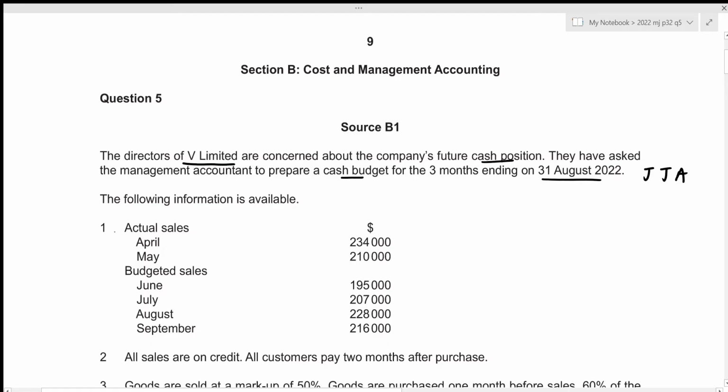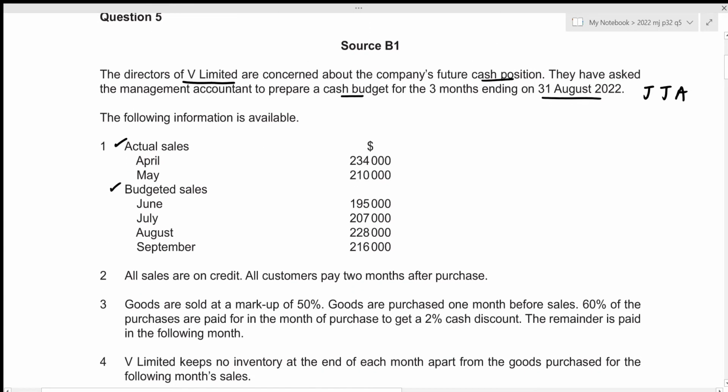We're given the information regarding the actual sales for the months of April and May and the budgeted sales for the months of June, July, August, and September. Then we're also told that all sales are on credit and all customers pay 2 months after purchase. So this just means that if the customers bought goods in April, they will actually make this payment of 234,000 in the month of June. Similarly, for the case of May, they will pay this amount of 210,000 in the month of July.